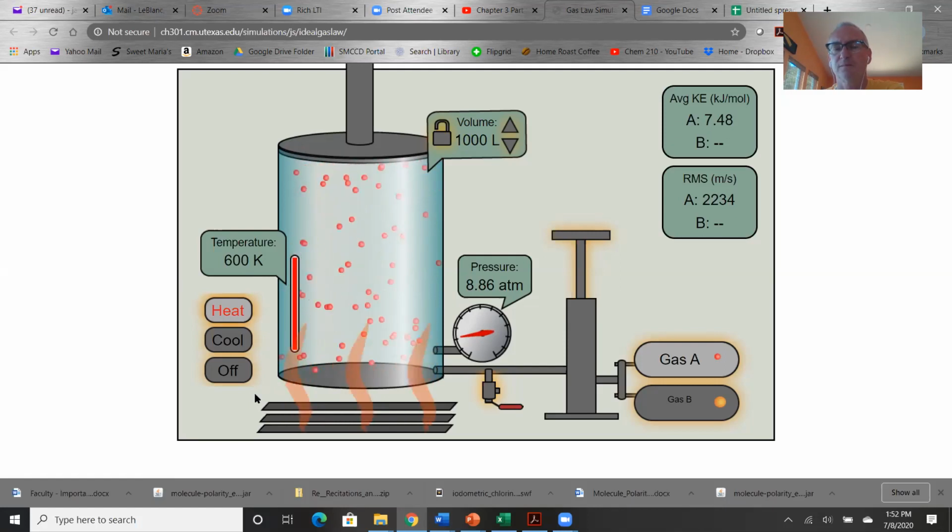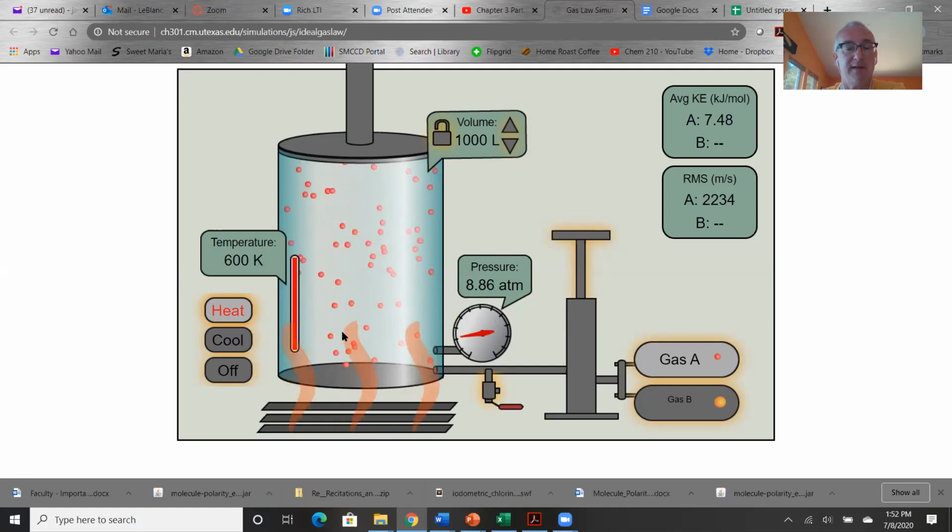So for the lab, are we supposed to keep the volume unlocked or locked? It depends on the experiment you're doing. If you're looking at the effect on volume, you want to keep the volume unlocked. If you're looking at the effect on pressure, then you want to keep the volume locked so only the pressure changes. Okay? It depends on what you're changing.